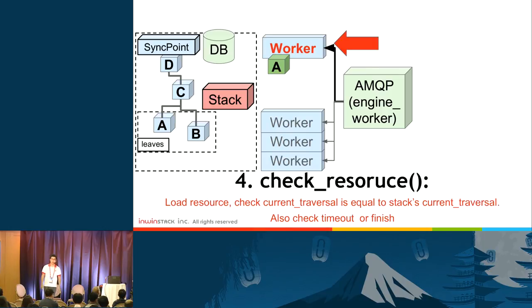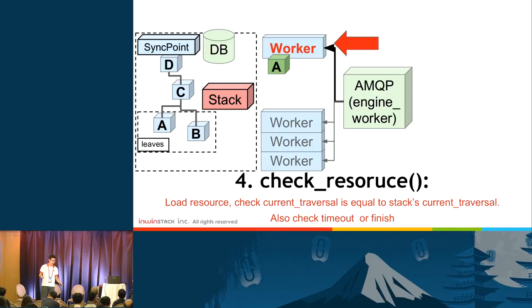The workers. One of the workers will receive the request there, and it will start looking at the traversal map in the database, and then you will find the leaves there. Now, the leaves layer we were talking about, it should be created first. That is what the leaves are for. So the first one, like in this example, will be resource A.